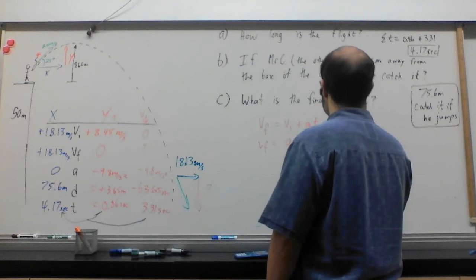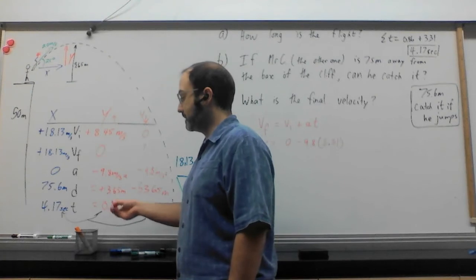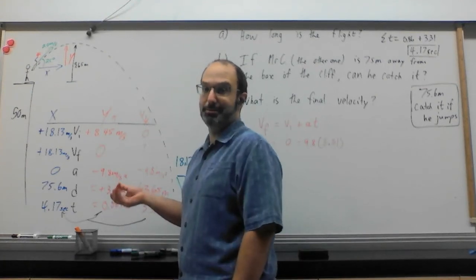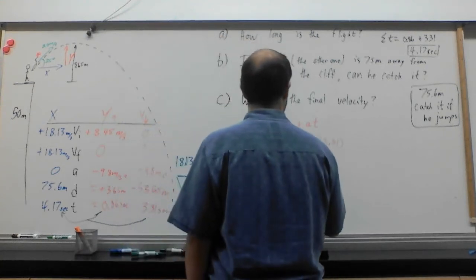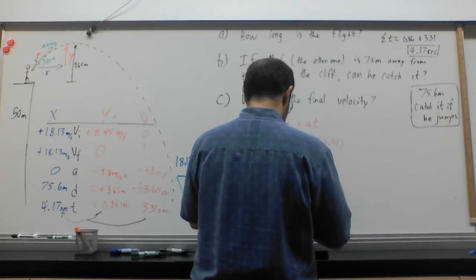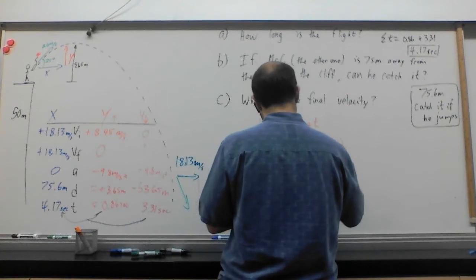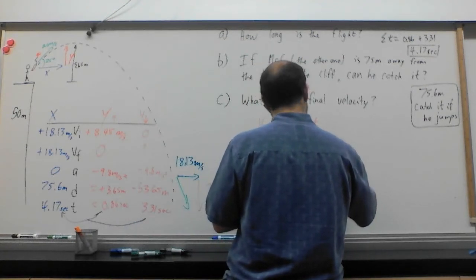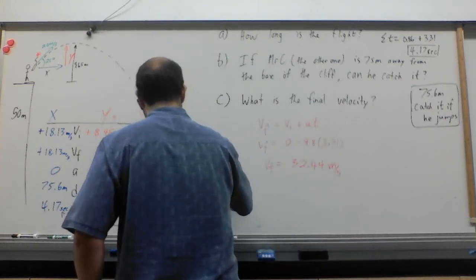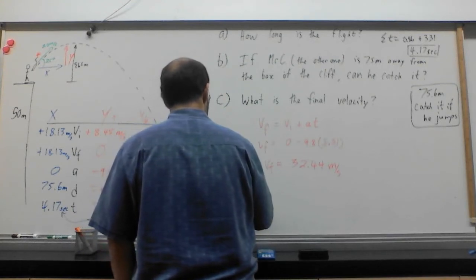Sorry, not the total time, the time I'm falling for. I don't really care about this part because that's the rising. I could solve with that, but I don't need to, so I'm not going to. So I take my 9.8 times 3.31, and that's going to give me a VF equal to 32.44 meters per second. So this one over here is 32.44 meters per second.